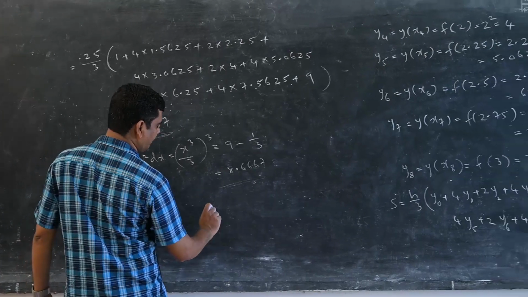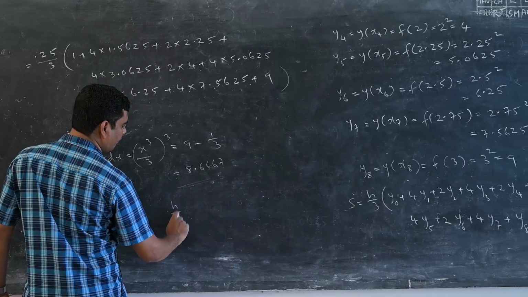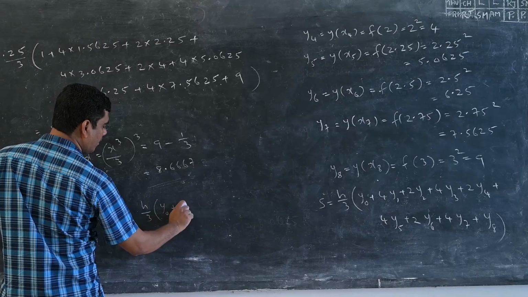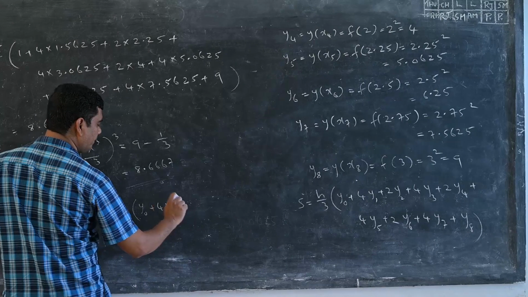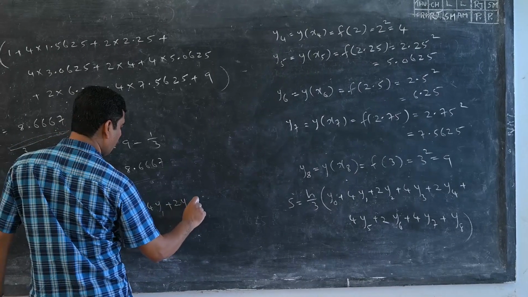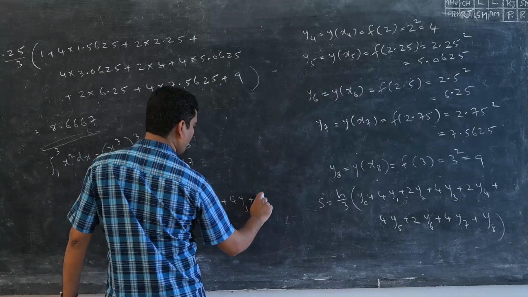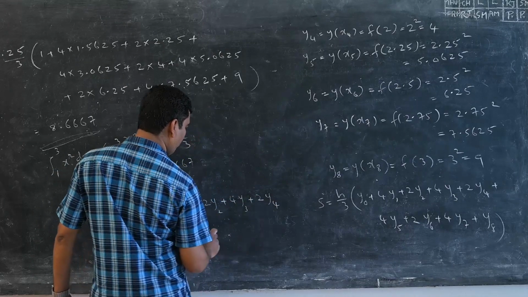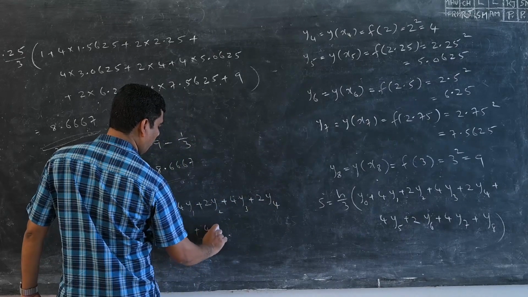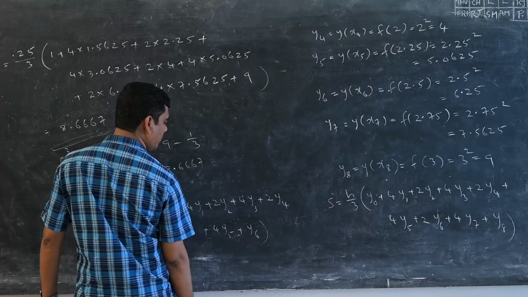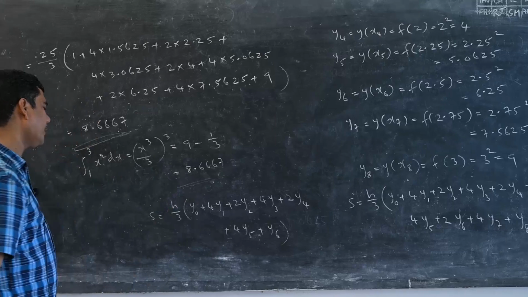n is equal to 6, h/3 into S is equal to y0 plus 4y1 plus 2y2 plus 4y3 plus 2y4 plus 4y5 plus y6.